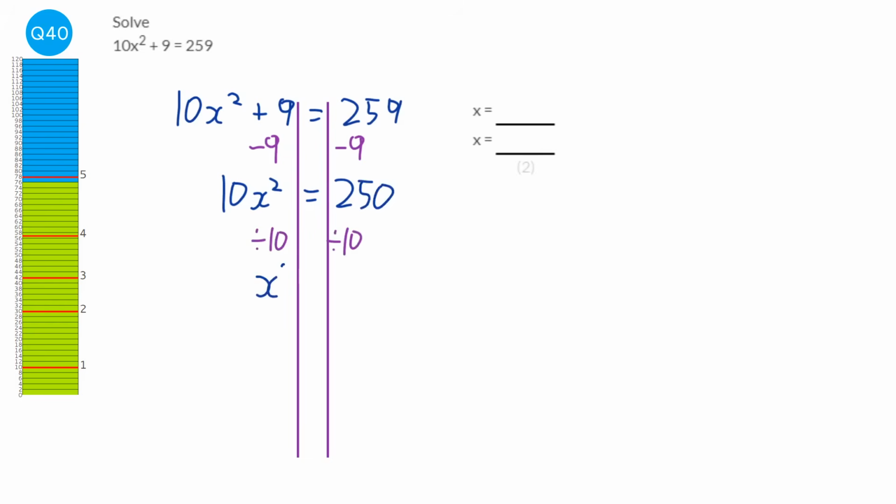So we've got x squared equals 25. And then we're going to square root both sides. Now, this does give us 5, but it also gives us -5 because -5 times -5 is also 25. So our two solutions are 5 and -5.